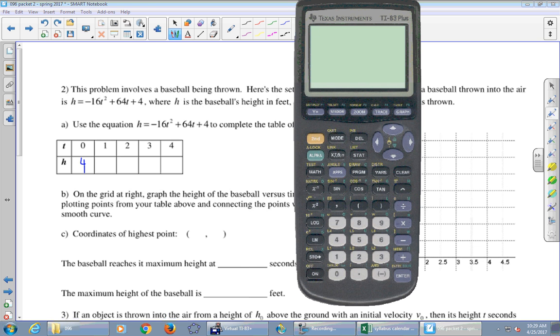And then we plug in t equals 1, there and there. 1 squared is 1, so that's really just the negative 16 times 1, which I won't put, plus the 64 plus the 4. So 52, is that okay?